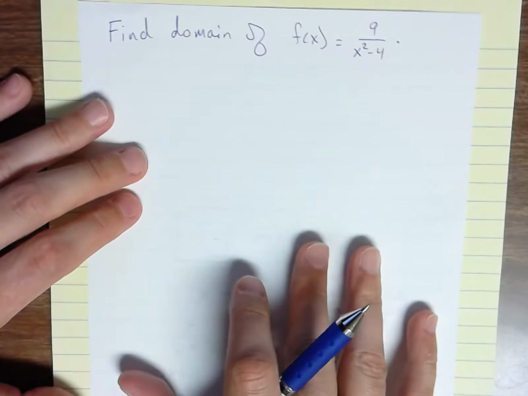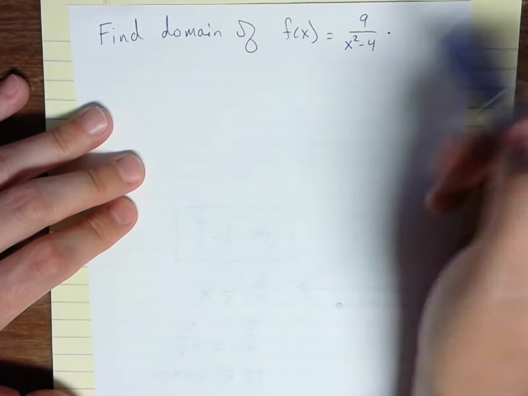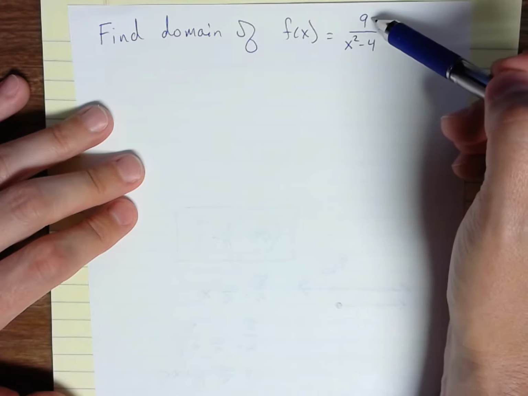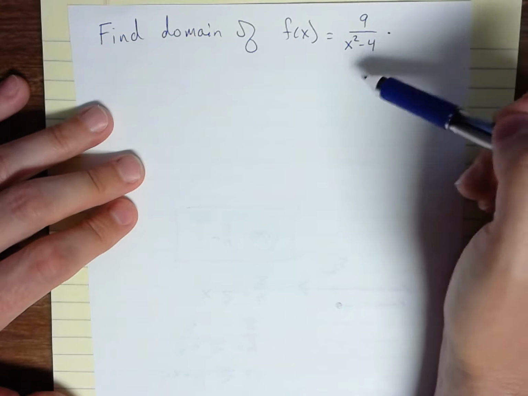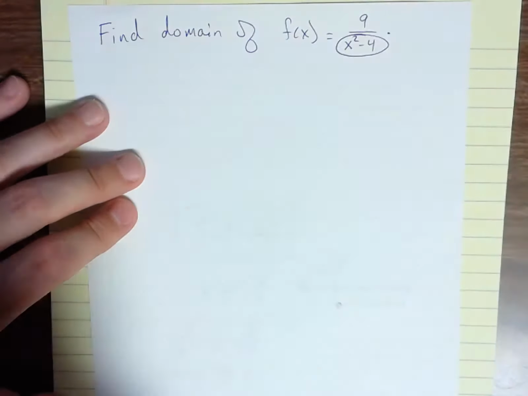Okay, we want to find the domain of this rational function. Again, rational just means it's a ratio, or basically a fraction, right? I've got a ratio of two polynomials, 9 compared to x squared minus 4. That's all a rational function is. Now this denominator is the key.